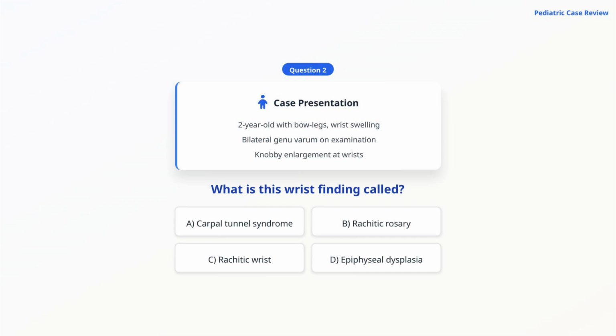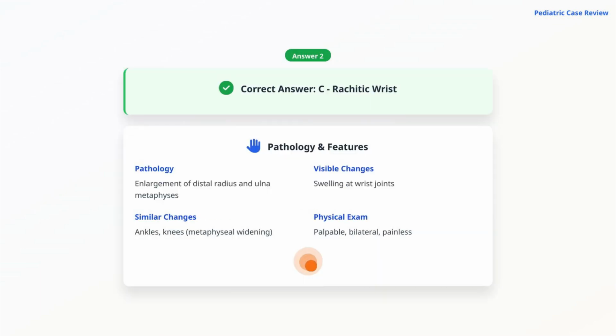Option A, carpal tunnel syndrome. Option B, ricketic rosary. Option C, ricketic wrist. Option D, epiphyseal dysplasia. The correct answer is C, ricketic wrist.